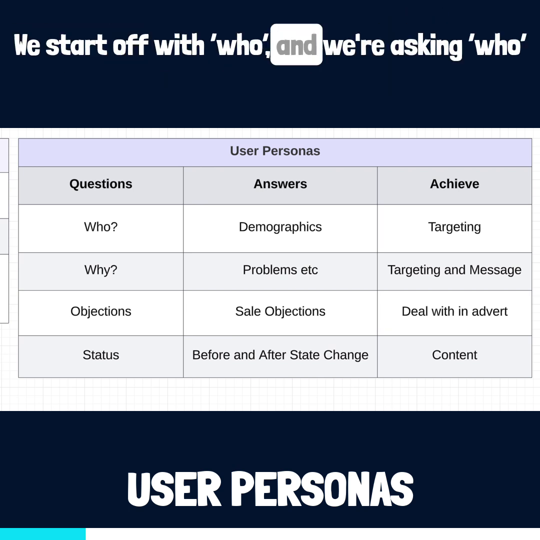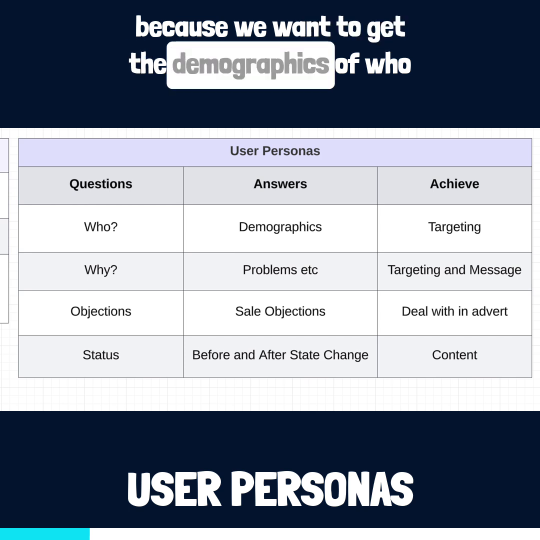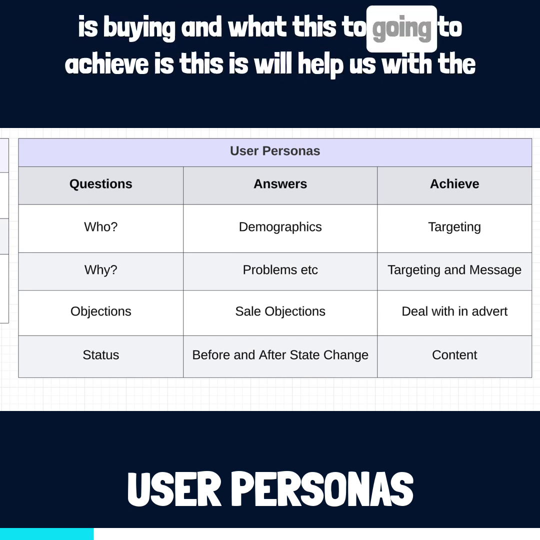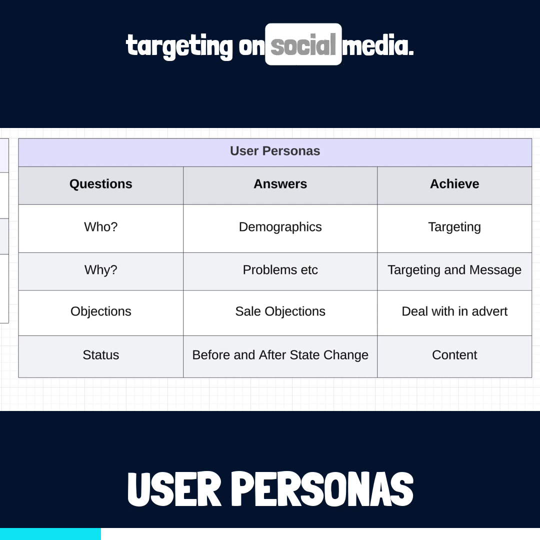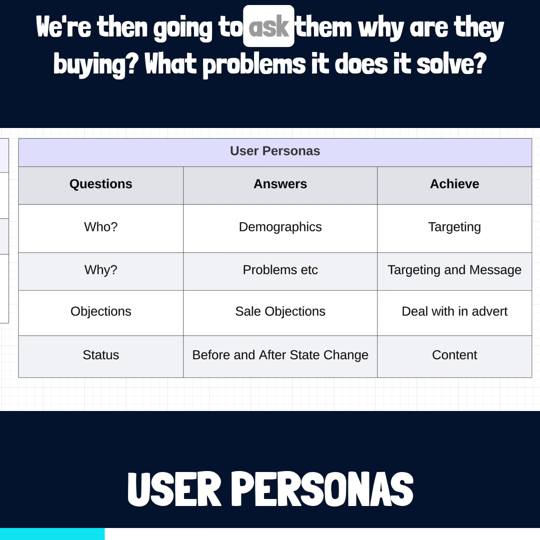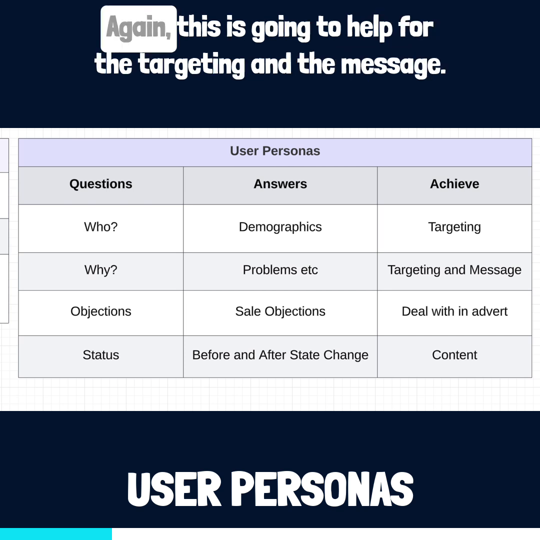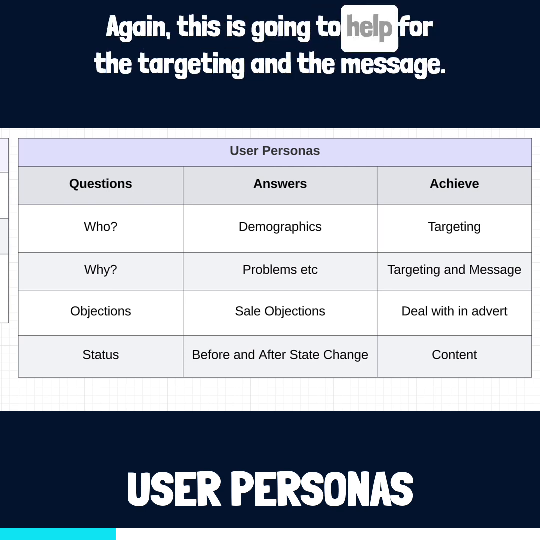We start off with who, and we're asking who because we want to get the demographics of who is buying, and what this is going to achieve is help us with the targeting on the social media advertising. We're then going to ask them why. Why are they buying? What problems does it solve? Again, this is going to help for the targeting and the message.